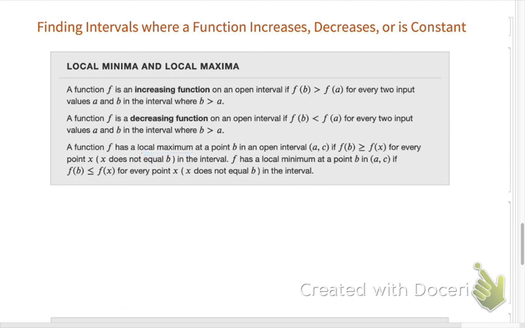That's the local max. Now, last sentence, it says f has a local minimum at b in some interval from a to c if f of b is less than or equal to all the other function values.